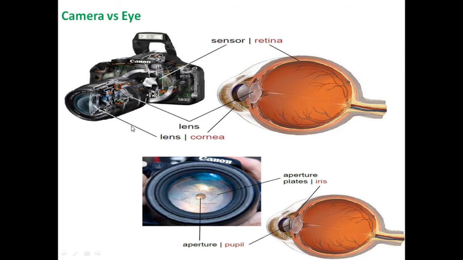Similarly, in our human eye there is a pupil. This pupil is replicating an aperture, and the pupil is wrapped with an iris. The aperture is wrapped with the aperture plates.